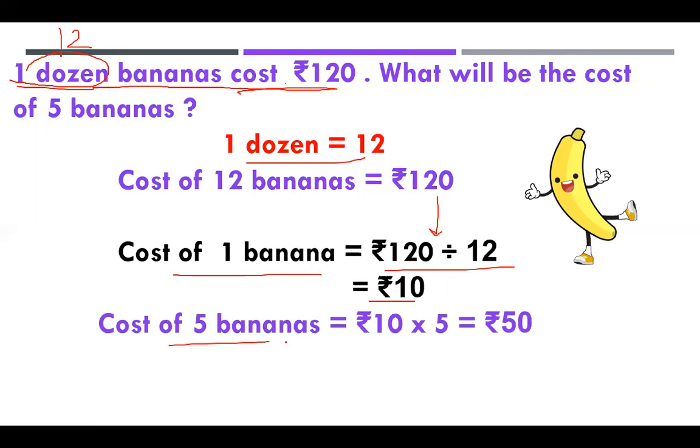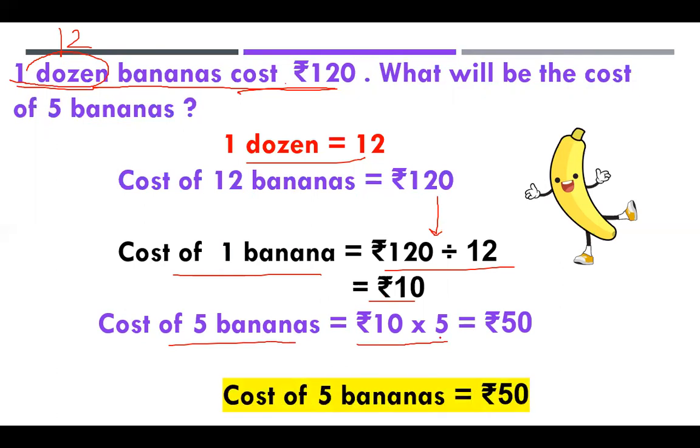Then the cost of 5 bananas, we have to multiply the cost of 1 banana by 5, you will get rupees 50. So it means that the cost of 5 bananas is rupees 50, right? So this was all about the unitary questions, that from one to many things, you have to multiply, from many to one things you have to divide. The whole chapter is based on this concept.